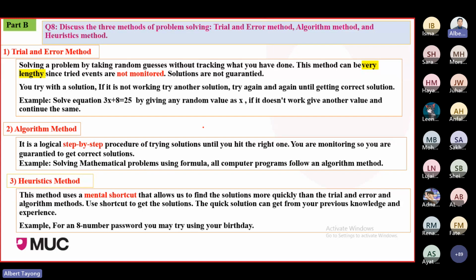You might be focusing on the methods of problem solving, so you have to discuss and give examples. What is the trial and error method? What is the algorithm method and heuristics method? We discussed this in the class. I don't need to talk about this again. Yeah, the answers are here. You can use your own words, right?